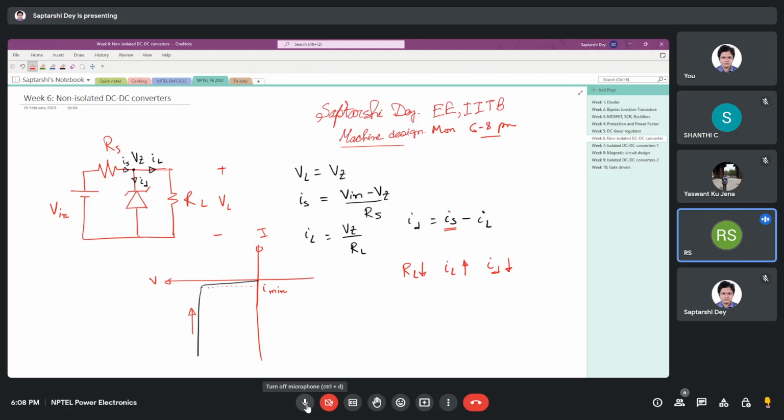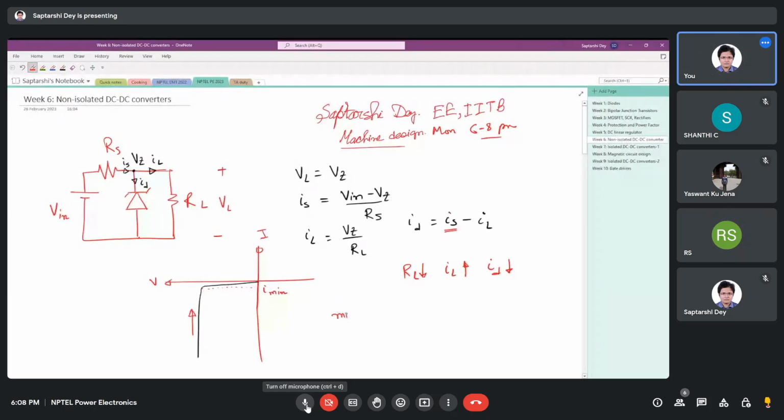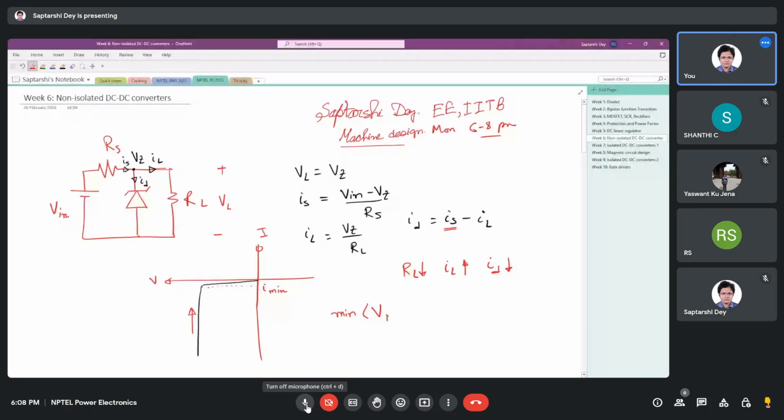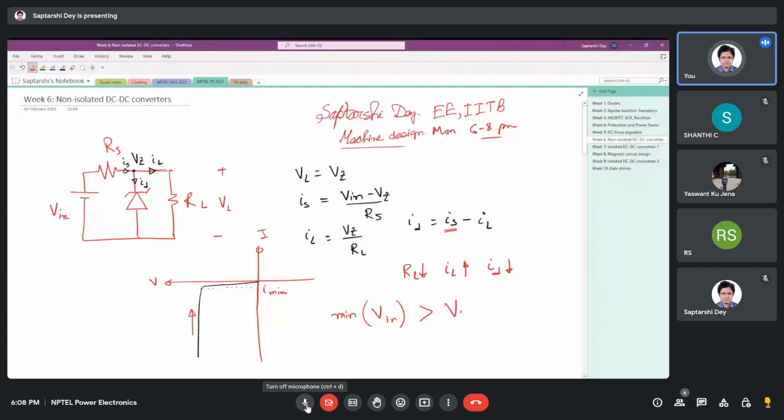Because that is where regulation will be maintained, even at the least RL, the regulation across the Zener will be maintained, so they are taking Vmin. If Vmin is at the source, then the source current flowing through RS is also I in min. All I can say is that the minimum value of V in must be greater than Vz.